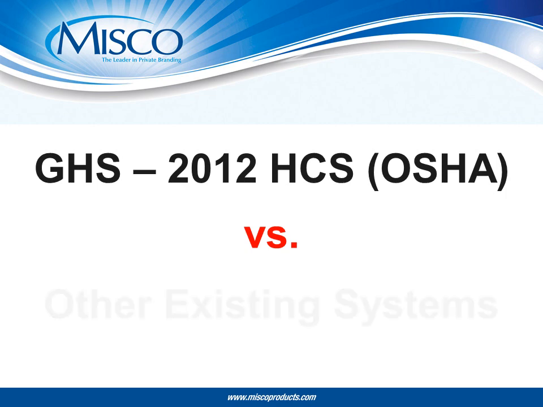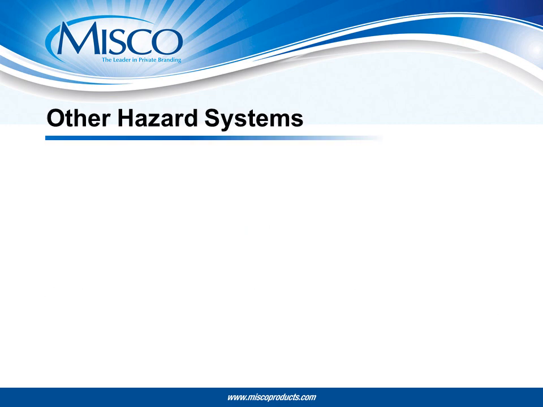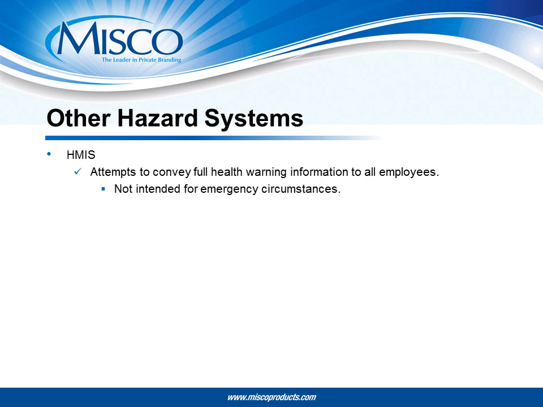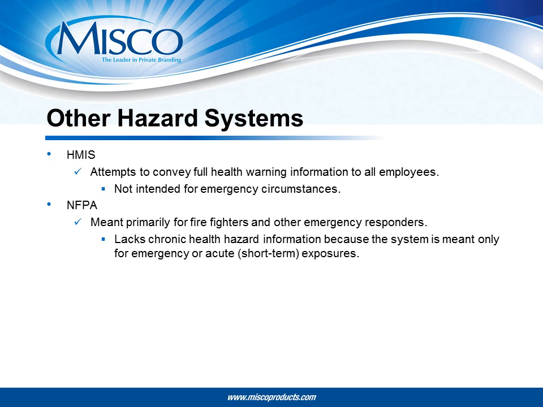Next, we'll look at how the GHS, or 2012 Hazard Communication System under OSHA, compares versus other existing systems currently being utilized by employers. Other hazard systems include HMIS, which attempts to convey full health warning information to all employees, not intended for emergency circumstances. The NFPA, primarily for firefighters and other emergency responders, lacks chronic health hazard information because the system is meant only for emergency, acute, or short-term exposures.